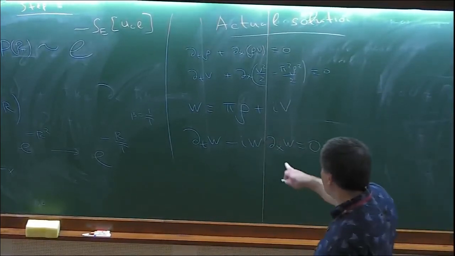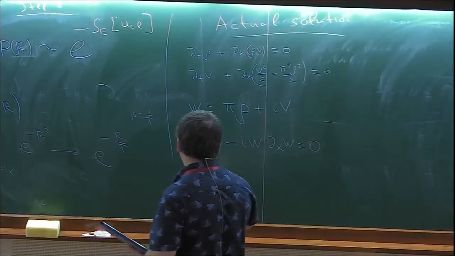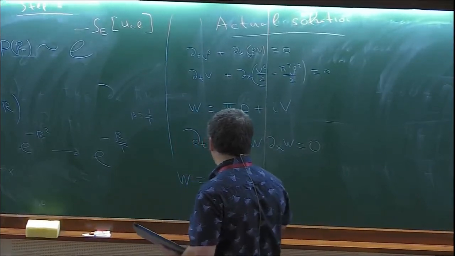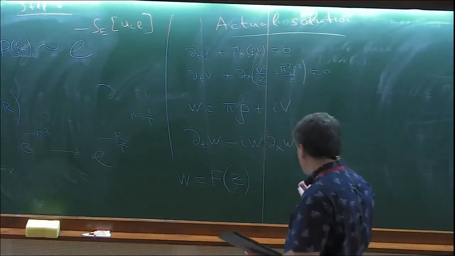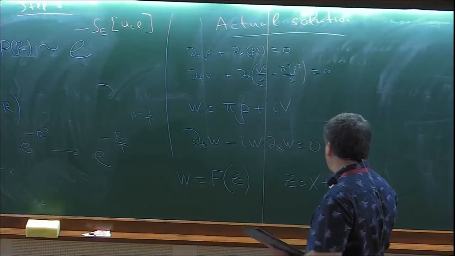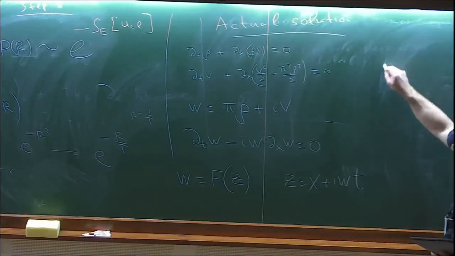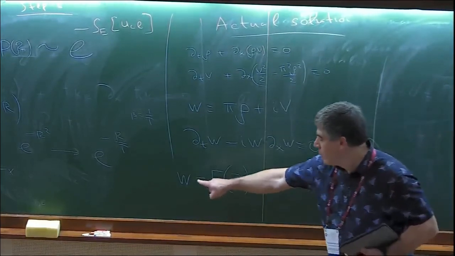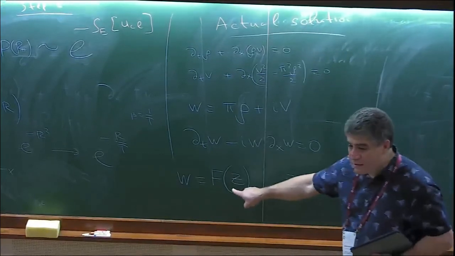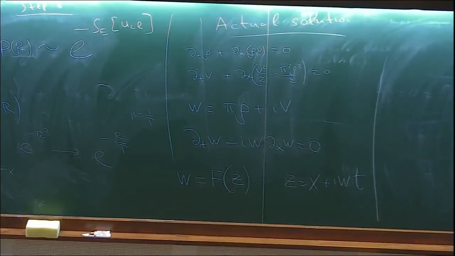Then it turns out that you can write this solution explicitly in a very simple way. Just write that w equals f of z, where f is any analytic function of z, and z is x plus i w t. Okay. Exercise: check that if you take any analytic function f of z, and w equals this, implicitly, because w is also inside the argument, then w satisfies this automatically. Okay?